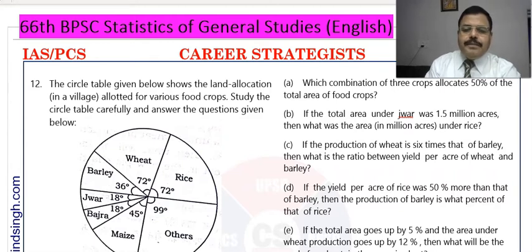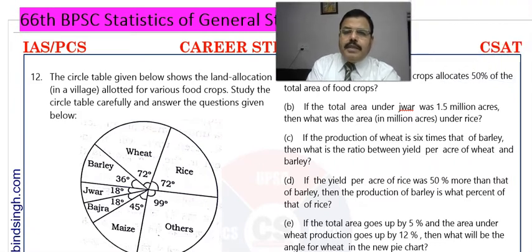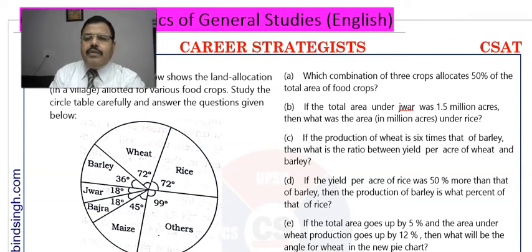To answer this question, we can observe that 50% of the total is what? In a circle, the total angle is 360 degrees and 50% is half of that, that is 180 degrees. 180 degrees is a straight line. You can see there is a straight line, but below the straight line there are 1, 2, 3, 4 crops, and above the straight line there are 3 crops. They are asking about 3 crops. So clearly rice, wheat and barley make 50% allocation of the total area of land.